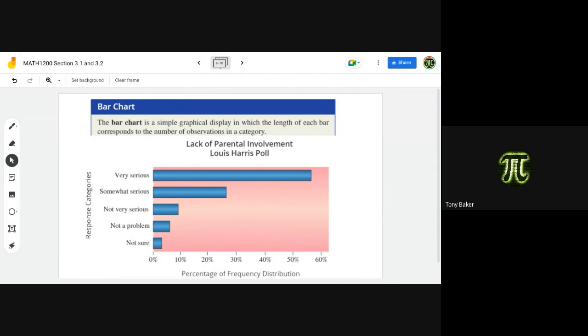Remembering back to what we talked about last Thursday, is this a good graph? Or is it misleading?